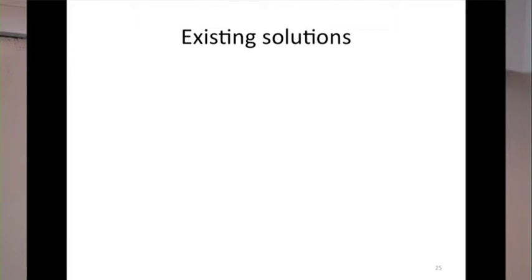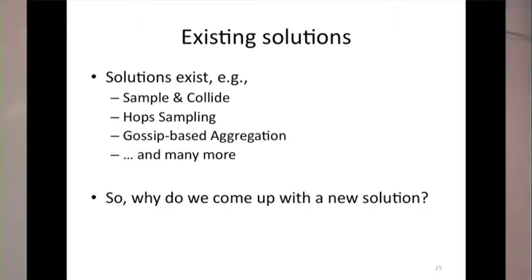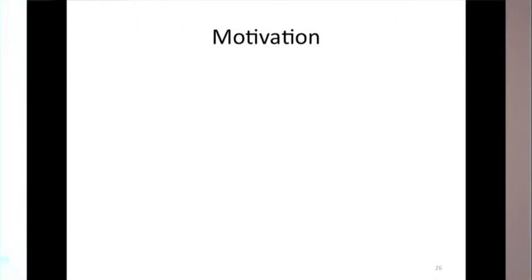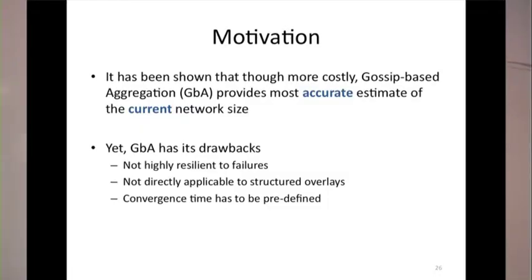There were quite a few solutions for this because it's an important value to know. But then a study was done which showed that out of all these algorithms, there is one called gossip-based aggregation, which is very accurate. It gives a very accurate estimate. But the problem with it was that it was not highly resilient to failure. They had ways around to handle such cases, but they were not so elegant, and they had more cost associated with them. And they were not directly applicable to structured overlays.